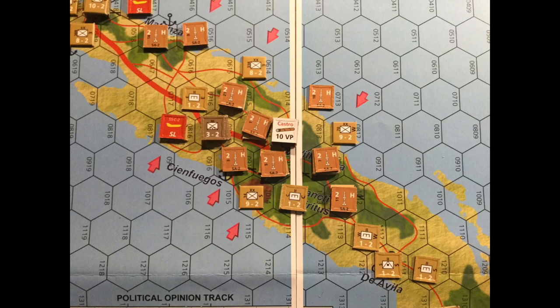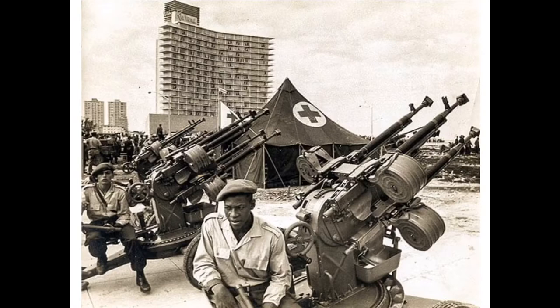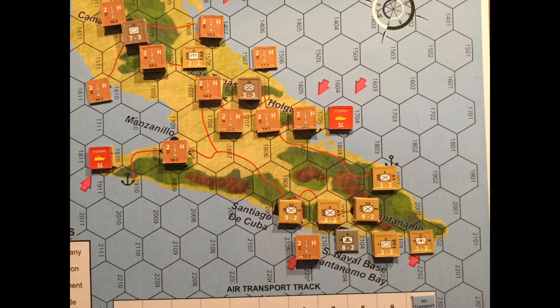The darker brown pieces are Russian. The lighter brown are Cuban. This is the Cuban air defense. Air defenses like this cannot shoot at high altitude aircraft like U-2s, but they can shoot at all other aircraft. Actually, there's a card that has to be played for the Cubans to get permission to start shooting at aircraft that are flying overhead. So that's a part of the whole policy process.